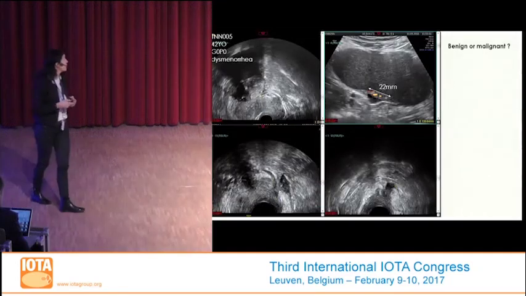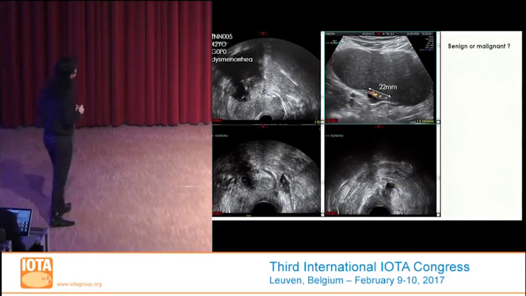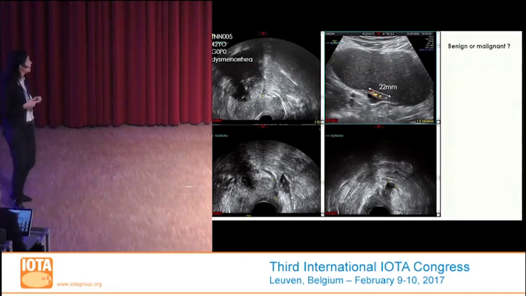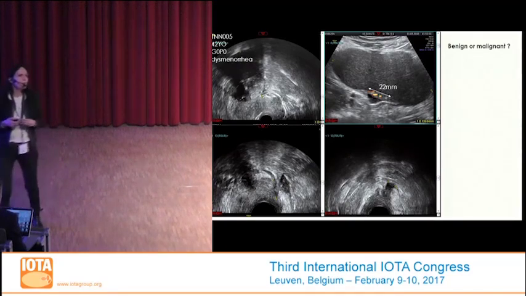So clinical case one, that was a 42-year-old woman without children and pregnancy. There was a context of dysmenorrhea. So benign or malignant? Benign.